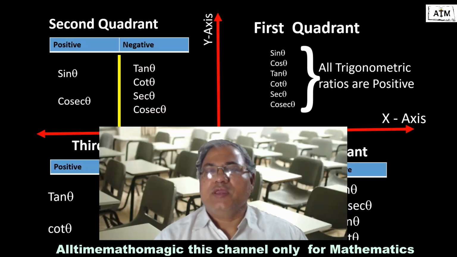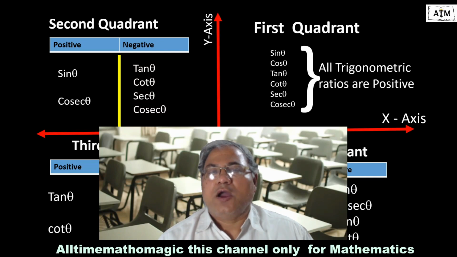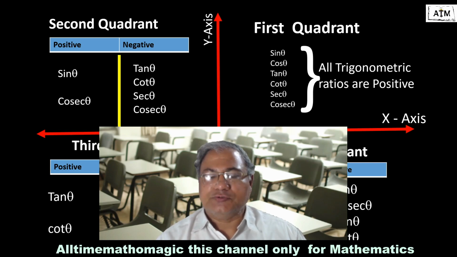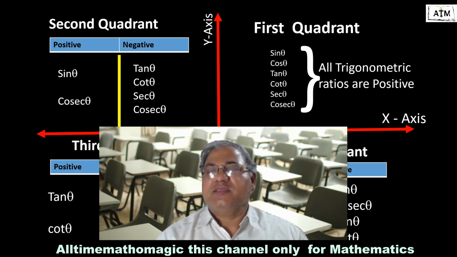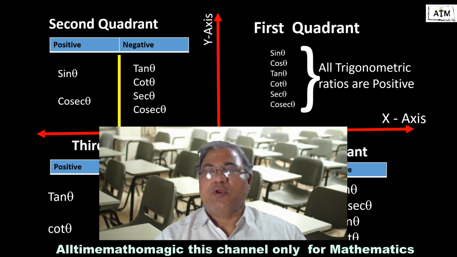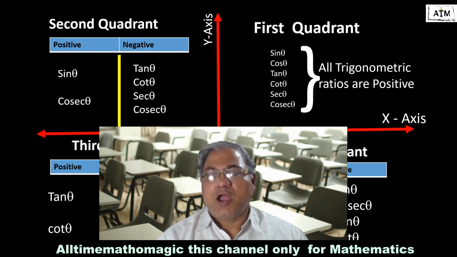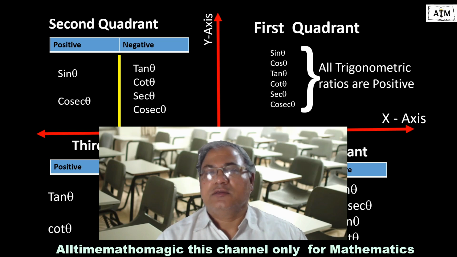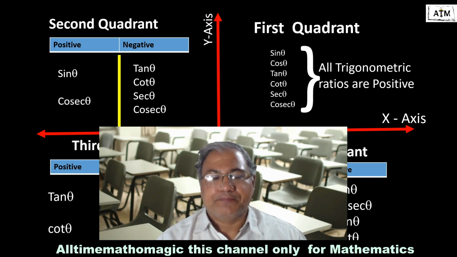Thus by using a simple sentence, All Students Take Coffee, we can easily decide the plus and minus sign of trigonometric ratios. The plus and minus sign of trigonometric ratios is very important while dealing with problems in trigonometry. I hope you got the solution to your problems on the basis of plus and minus of trigonometric ratios.